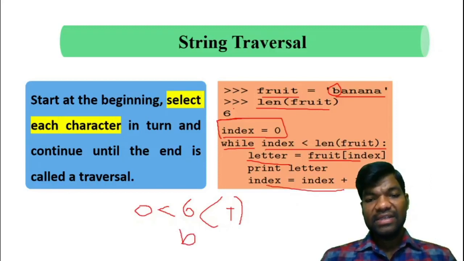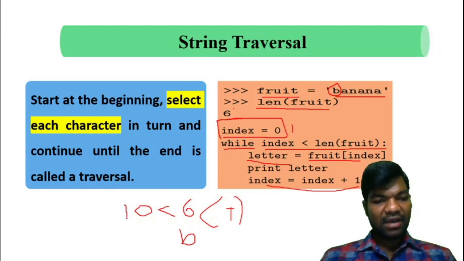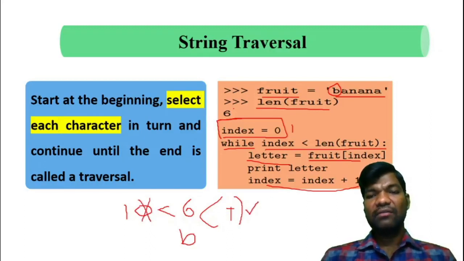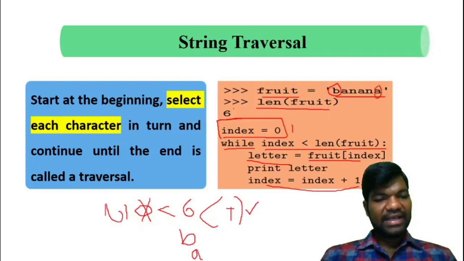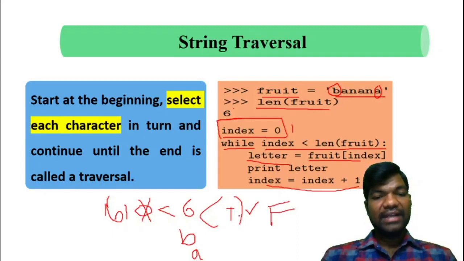Now the index value is incremented. What is the index value now? 1, not 0. This is once again true, so fruit of 1 you will get A. Like that, up to 6 you will get. 6 less than 6 is false, right? So when the condition is false, the loop is terminated.